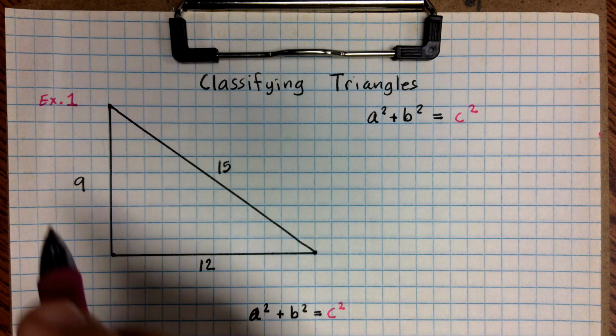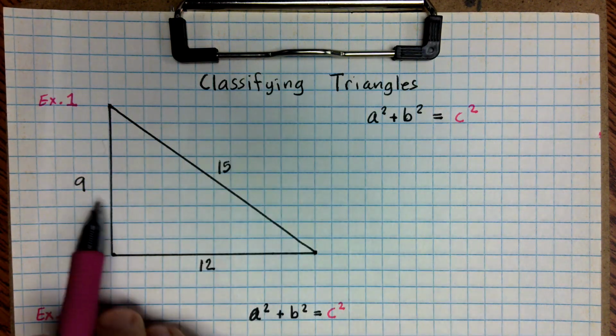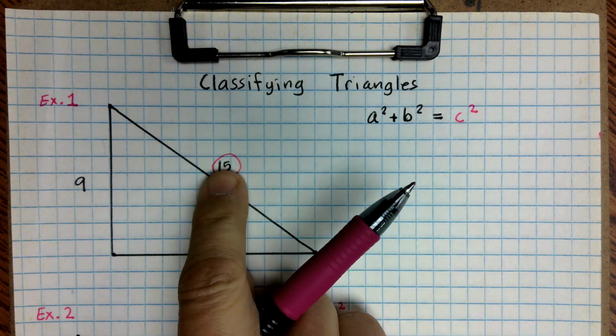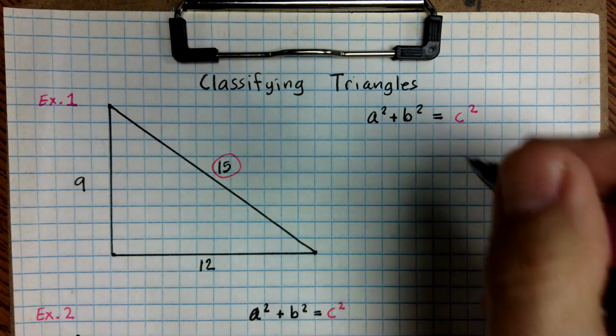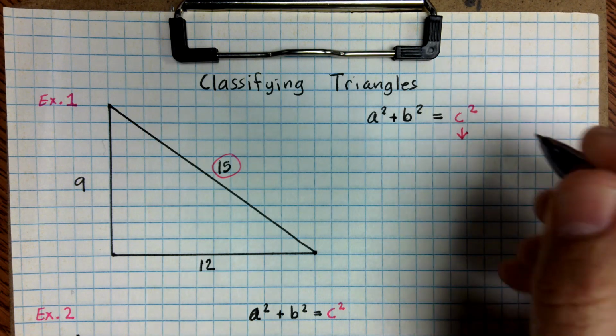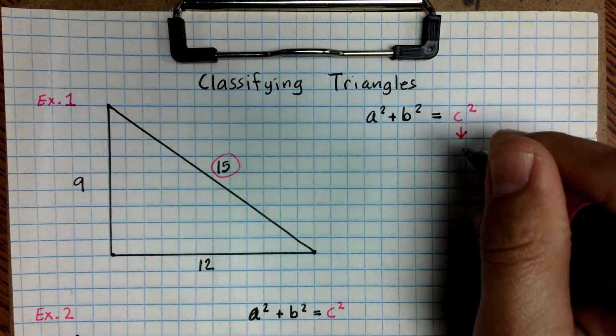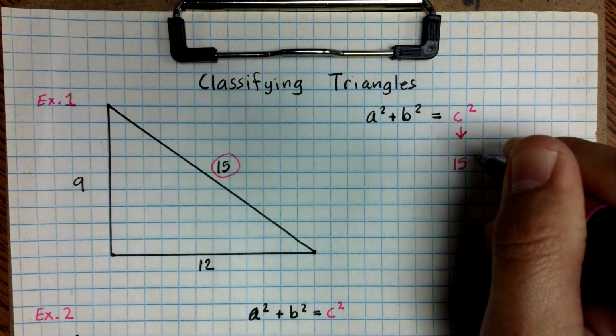I'm going to circle them as I'm writing them in. I notice that I have three numbers here, and my largest number is 15. We always want to put the largest number in for the C value inside of our equation, what would be the hypotenuse if this happens to be a right triangle. So I'm going to take C and replace it with 15 squared.